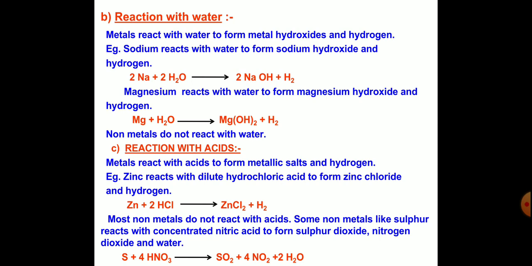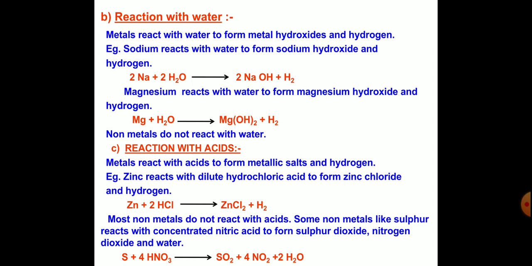Now next, magnesium. Magnesium is not able to react in cold water. It needs hot water. When magnesium reacts with hot water, it forms magnesium hydroxide along with the evolution of hydrogen gas. But in this case, heat is not evolving, so we cannot say this reaction is exothermic.